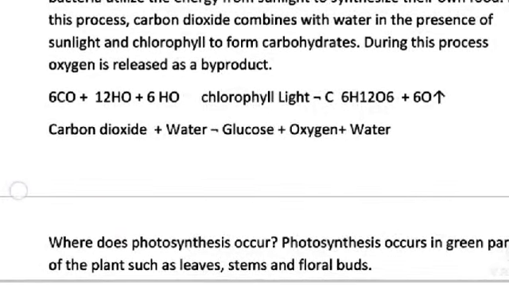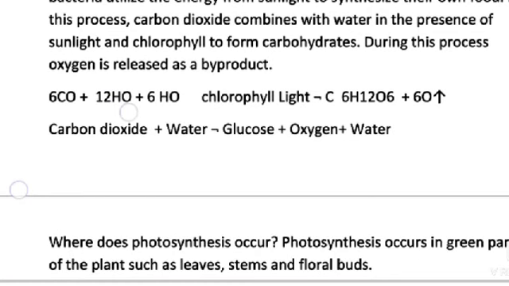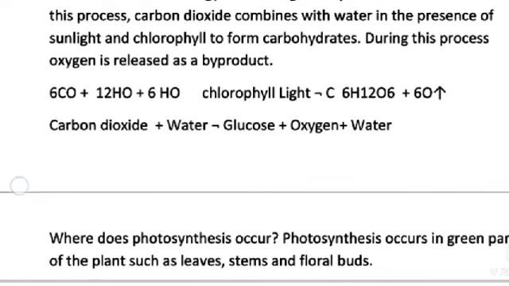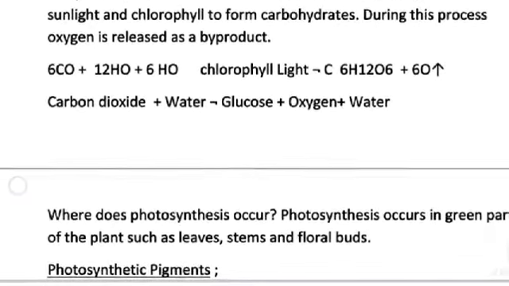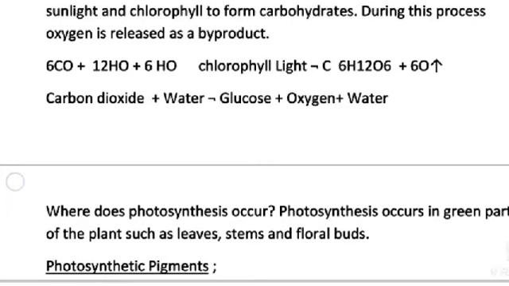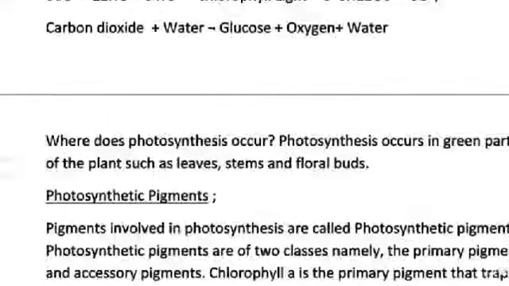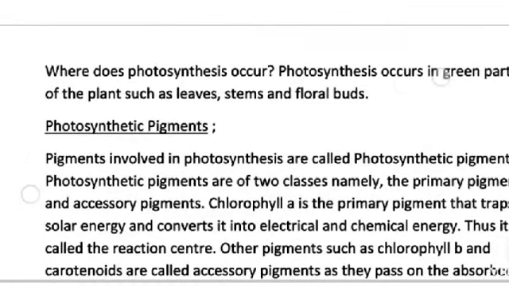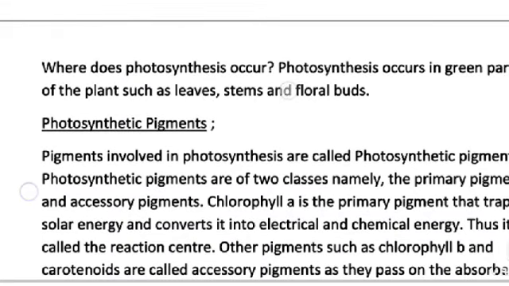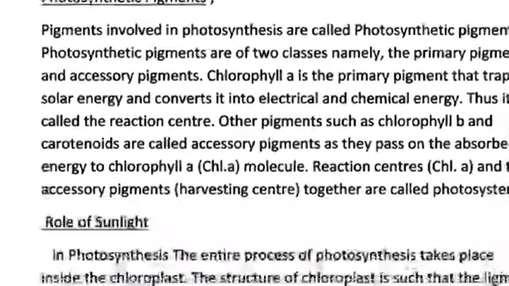See the reaction: 6 carbon dioxide plus 12 water, with chlorophyll and light energy, gives glucose, and oxygen is released. Carbon dioxide combined with water gives glucose plus oxygen and water. Where does photosynthesis occur? Photosynthesis occurs in the green parts of the plant, such as leaves, stem, and flower buds.